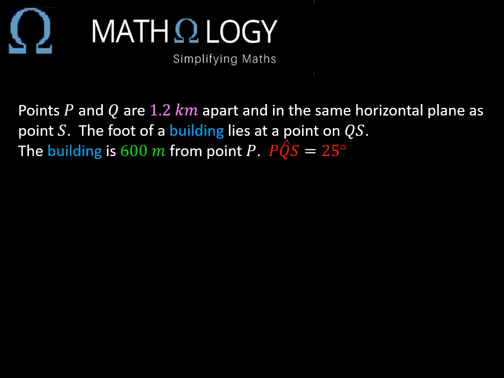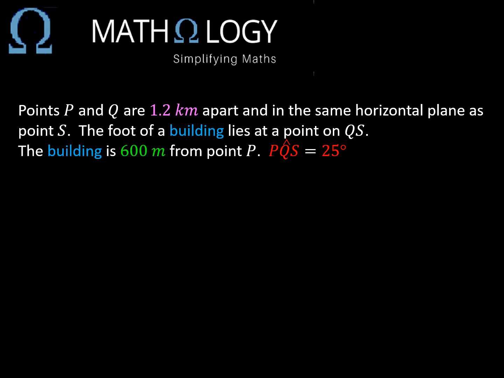Two points, P and Q, in the same horizontal plane as another point, S, are 1.2 kilometers apart. The foot of a building lies at a point on QS, 600 meters away from point P. Angle PQS is 25 degrees.